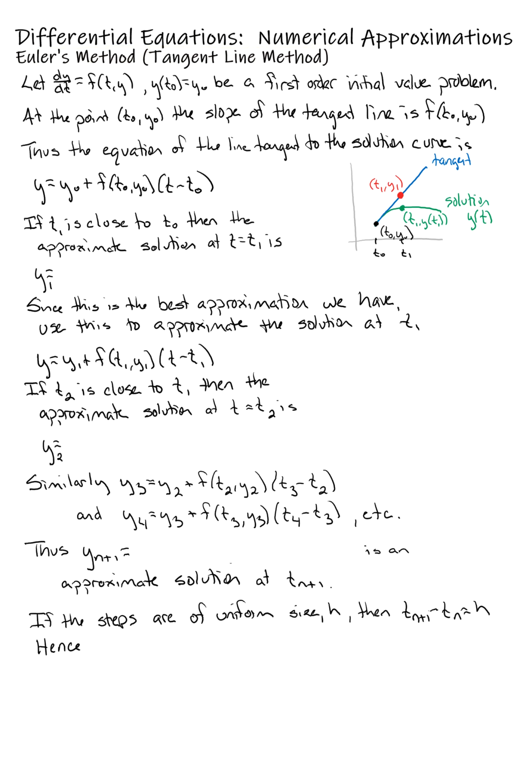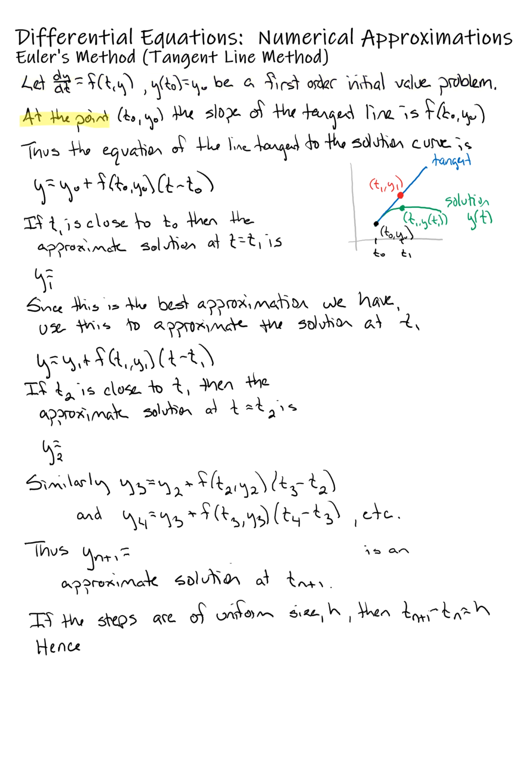So let's get started. The first thing we'll do is take a first order initial value problem. So we've got dy/dt equal to some function in terms of t and y, and we have our initial condition: y of t naught is equal to y naught. There we go, first order initial value problem.